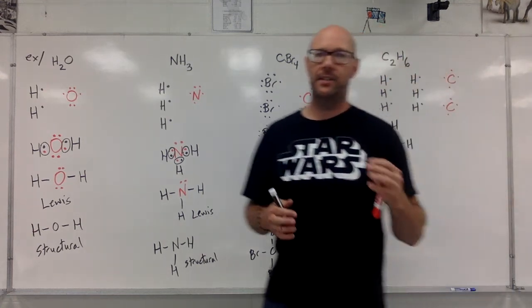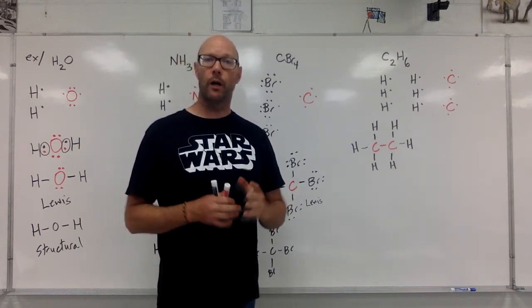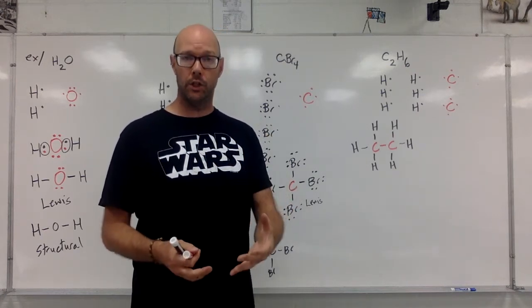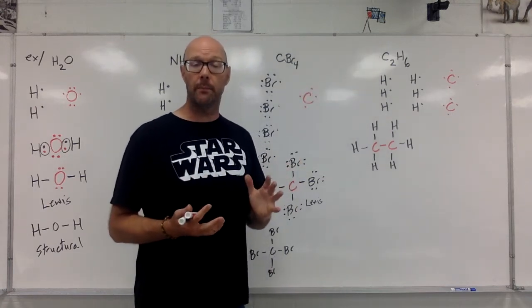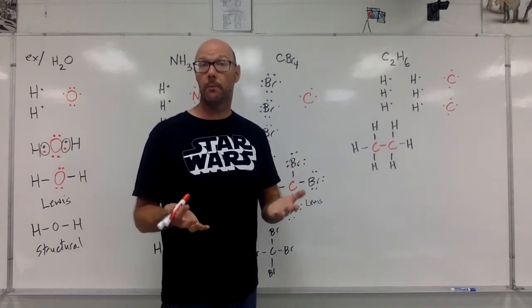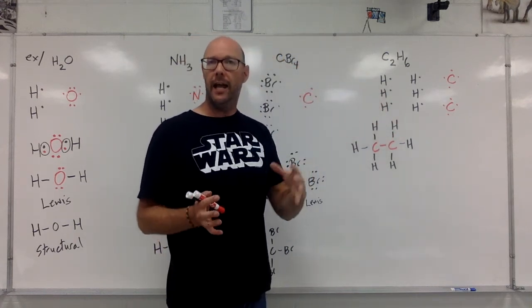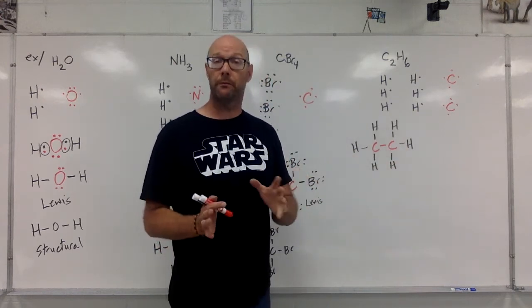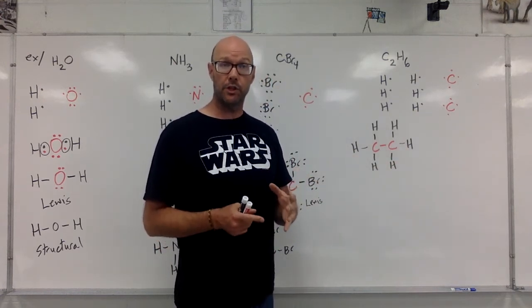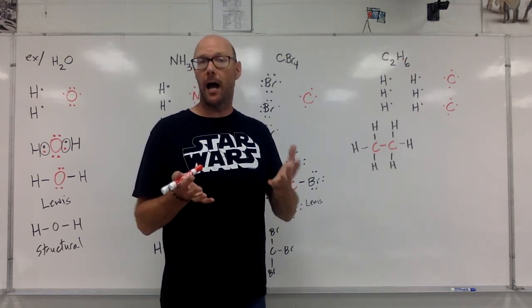When I'm analyzing my response to see if I'm right, I'm still looking for this idea of the octet and the duet. But if there's a larger number of atoms, I also need to double check that I used the correct number of atoms. C2, yes, I have 2 carbons. H6, oh yes, I have 6 hydrogens. That's my first double check. The second double check is, do I have an octet for the non-hydrogens?